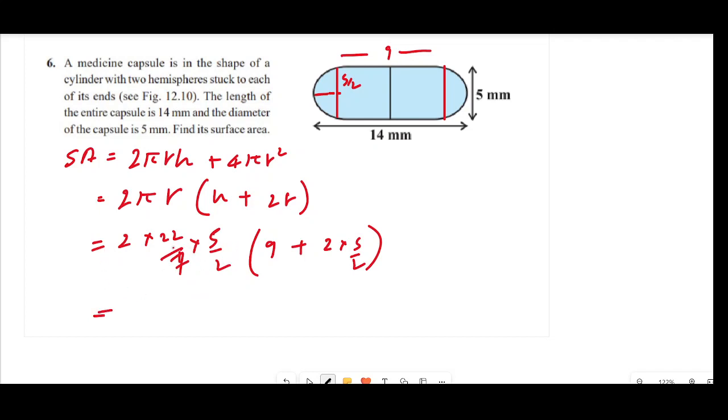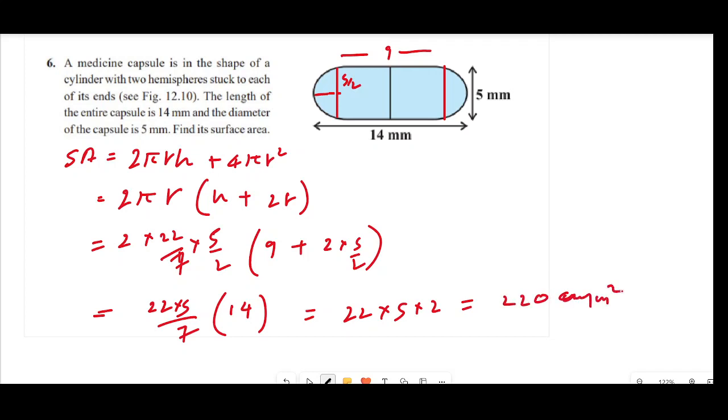2 cancels out, 22 into 5 by 7. Here 2 cancels, 14, 7 2s are 14. So 22 into 5 into 2, 5 2s are 10, so 220 millimeter square, because the unit is millimeter. So this is the solution. Now move on to the next question.